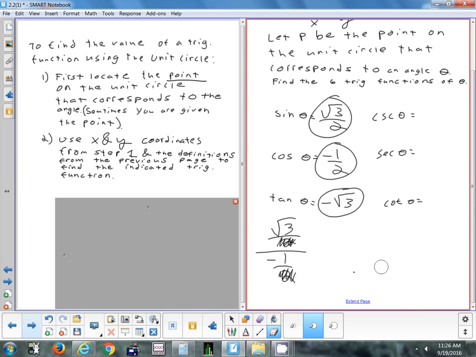Another thing when we're doing unit circle trig is we do not write any decimals. Well, -1/2 is a decimal, but we leave everything as a fraction, or a root. We don't do anything with those.